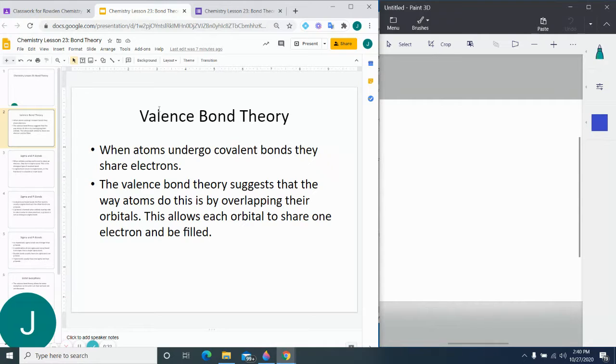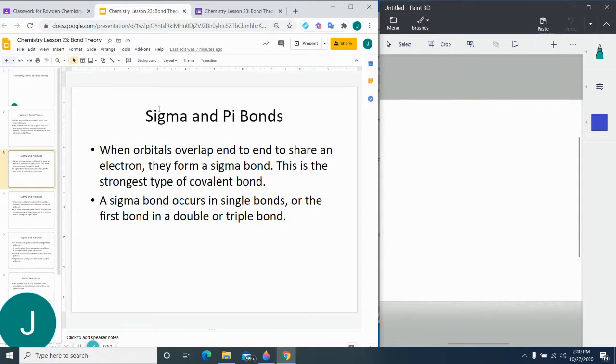Whenever atoms undergo bonds, they're going to share electrons. Basically, we have the valence bond theory, which suggests how they do this. They need to overlap and basically share orbitals, or have their orbitals overlap, so they can share electrons. The first bond will always be a sigma bond, which is just an end-to-end overlap, and that's the strongest type of bond. So if you have a single bond, your only bond is a sigma.